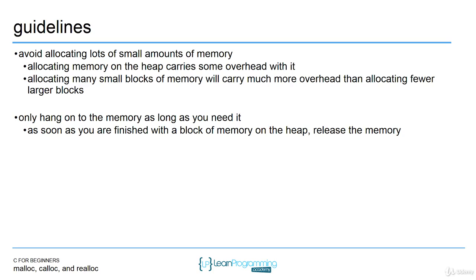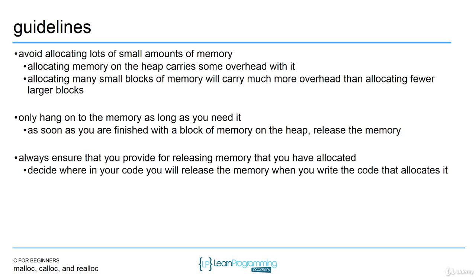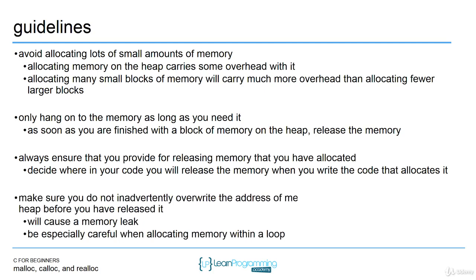So when you're finished with a block of memory, call free. Always ensure that you provide for releasing memory that you've allocated. Decide where in your code you will release the memory when you write the code that allocates it. Make sure you have access to that pointer. If you need to make the pointer global, then you need to do that. But usually wherever you allocate it in that function, you should release it in that function. If you have other functions releasing memory for you, you're then assuming that function will do it, and it's just not good because there's too much coupling and dependencies there. The person that creates it should be the person that deletes it. Don't put the responsibility onto other functions and such.